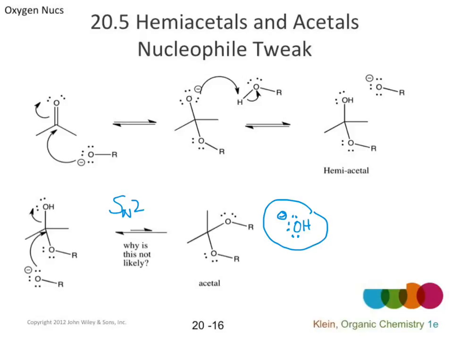Okay, so we've got steric hindrance being an issue. We've got a bad leaving group. Okay, this last step is just not very likely. So if we're going to run under basic catalyst, we're probably going to stop at the hemiacetal. We're probably not going to be able to push all the way to the full-on acetal. Okay, all because that last step is not favored.